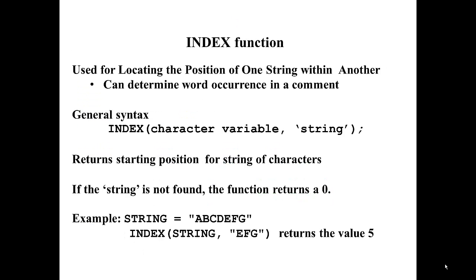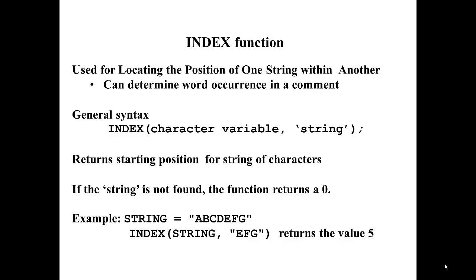The last function I'm going to talk about and we'll look at in the SAS demonstration video is the INDEX function. And the INDEX function is used for locating the position of one string within another. So you can determine word occurrence in a comment. So the general syntax is INDEX, and then within the parentheses, the character variable, so some character string, and then in quotes, the specific string you're looking for. And what the function returns is the starting position for that string of characters. If the string is not found, then the function returns a 0.